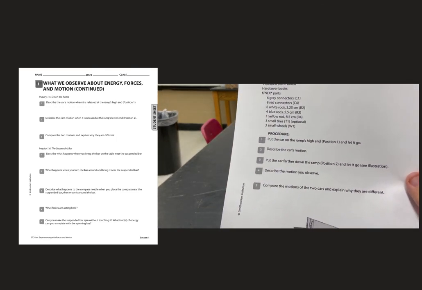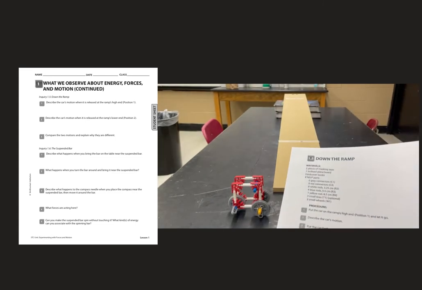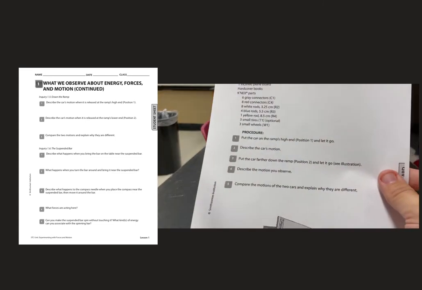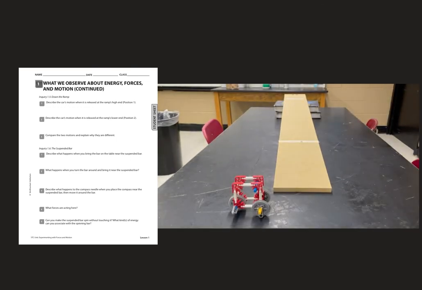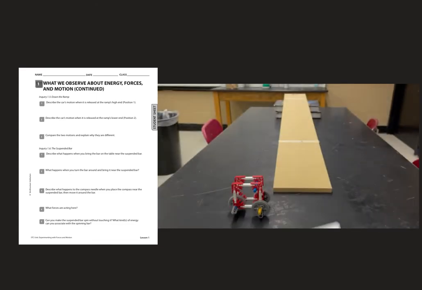Number 3, put the car farther down the little ramp in position 2. That's the one right there. Number 4, describe the car's motion. You'll do that in number 2, 1.5. Then number 5 there, compare the motions of the 2 cars. Explain why they are different. So this is what you think here.